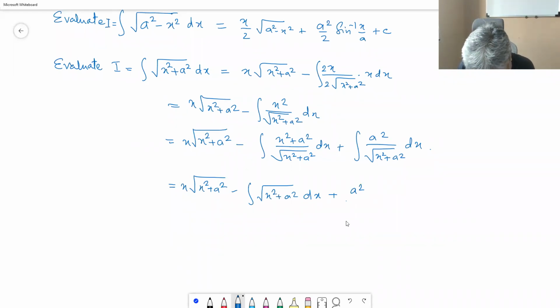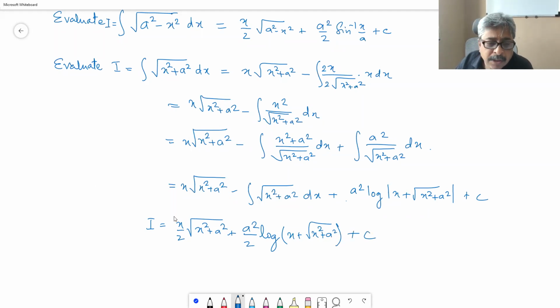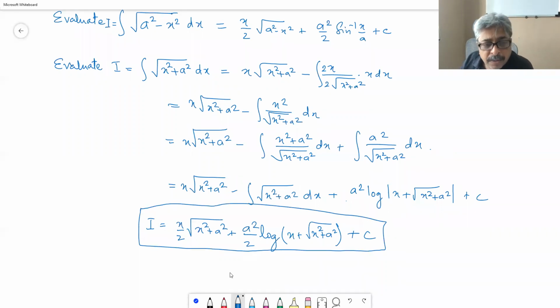What is the standard formula for that? Log of x plus radical x square plus a square, right? Now this integral is I, which goes to the other side, becomes 2I. Therefore I is equal to x by 2 radical x square plus a square plus a square by 2 log of x plus radical x square plus a square, plus C. This is your formula and it needs to be remembered.